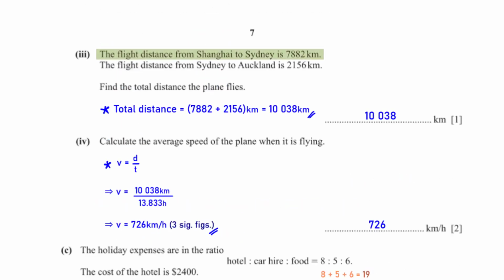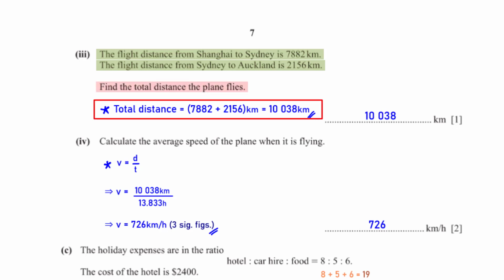The flight distance from Shanghai to Sydney is 7,882 kilometers. The flight distance from Sydney to Auckland is 2,156 kilometers. Find the total distance the plane flies. The total distance is equal to 7,882 plus 2,156 kilometers, which gives us 10,038 kilometers.